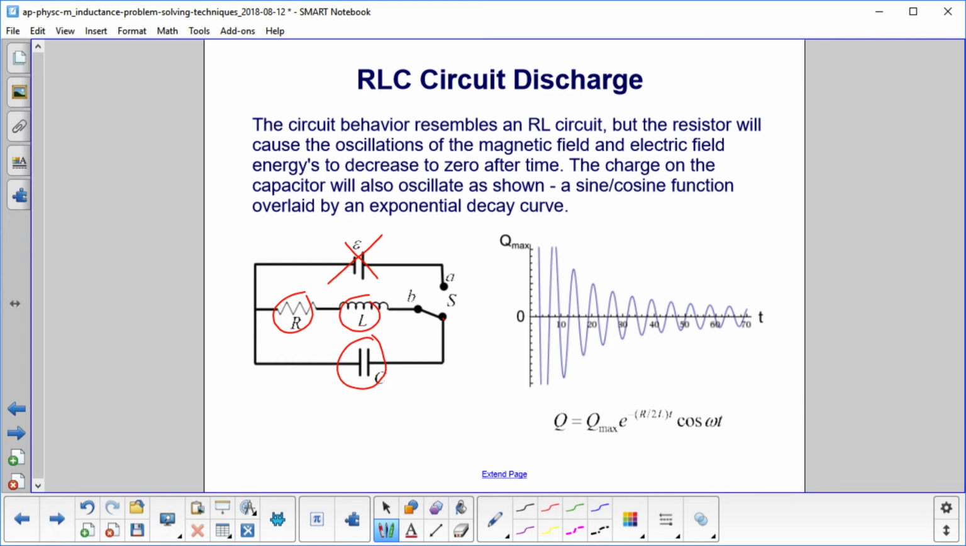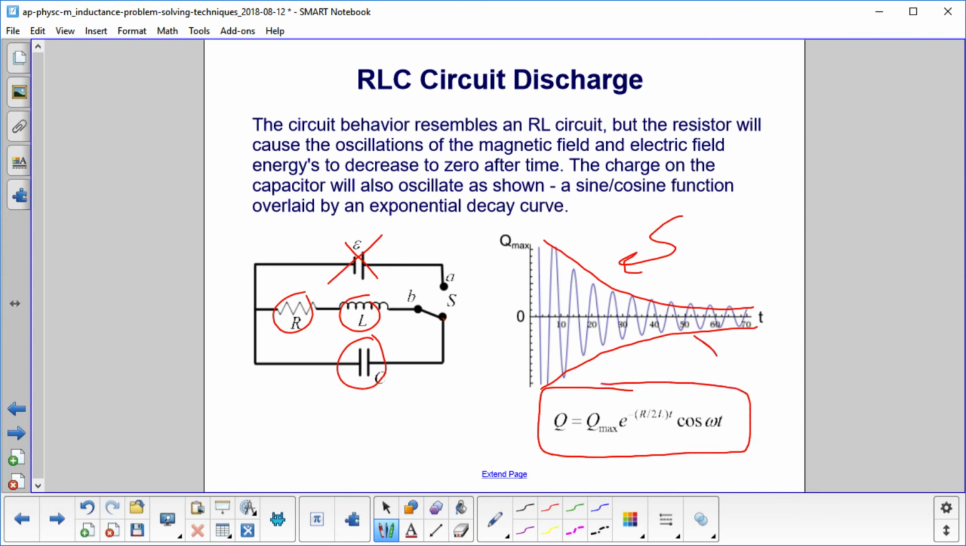The charge on the capacitor will also oscillate as shown as it is discharging. You have a sine-cosine function, which you can see there, but it's overlaid by an exponential decay curve until eventually it gets to 0. So here's the equation, here's our cosine, and here's the exponential decay.